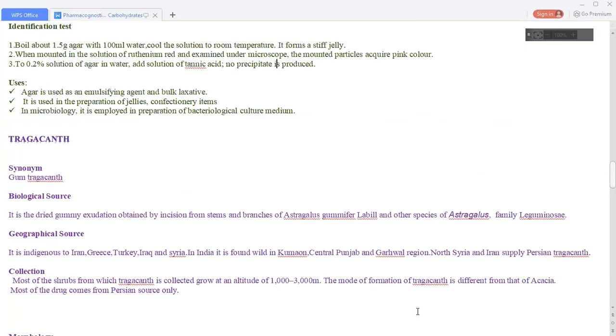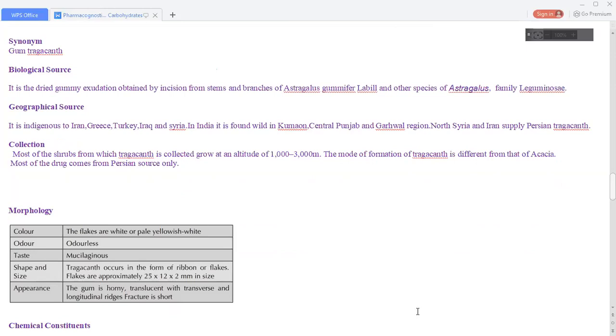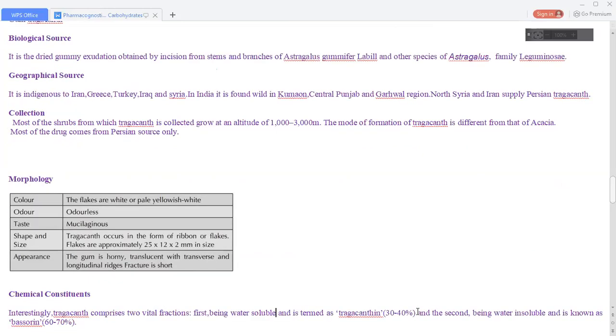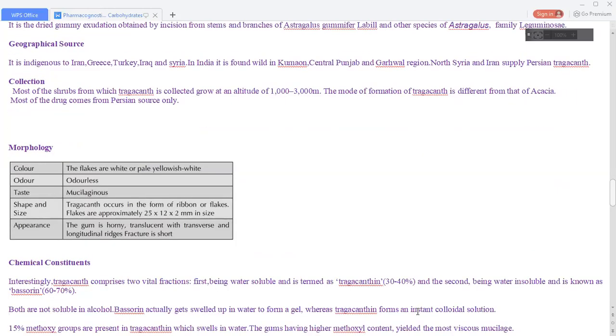Coming to its morphology, the flakes are white or pale yellowish white. Odor is odorless, mucilaginous taste, and coming to the shape and size, Tragacanth occurs in the form of ribbon or flakes, whereas Acacia appears in the form of tears.